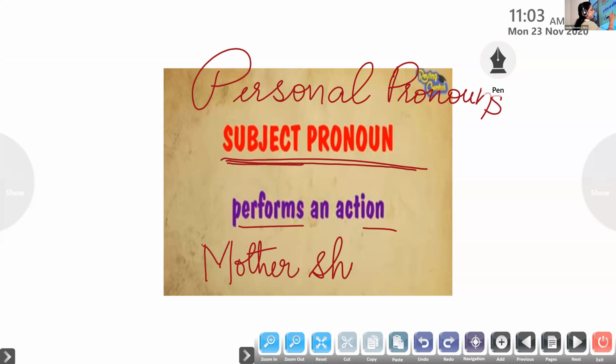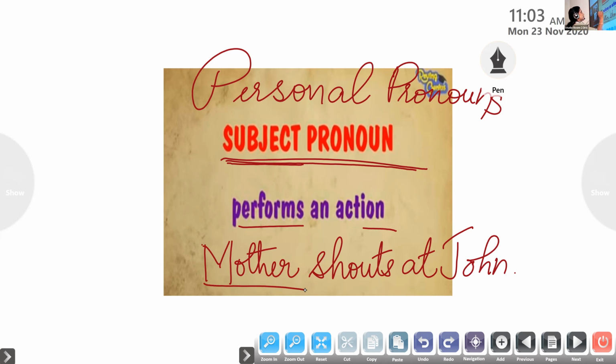Mother shouts at John. Okay, mother shouts at John. Here, mother is the subject of the sentence, who is doing the action. So, mother is the subject. The subject usually comes in the beginning of the sentence and performs the action, the doer of the action. Who shouts here? Mother. So, mother is the doer of the action here. So, mother is the subject of the sentence. It usually comes in the beginning.